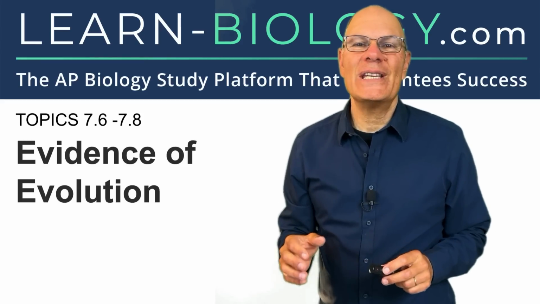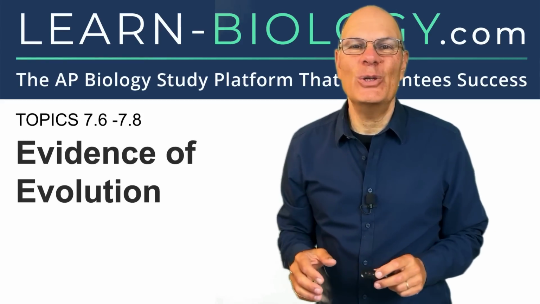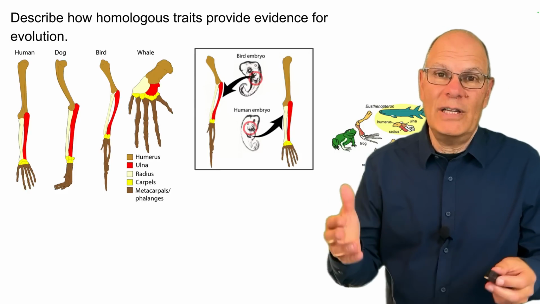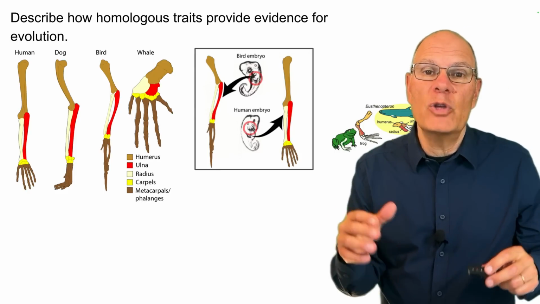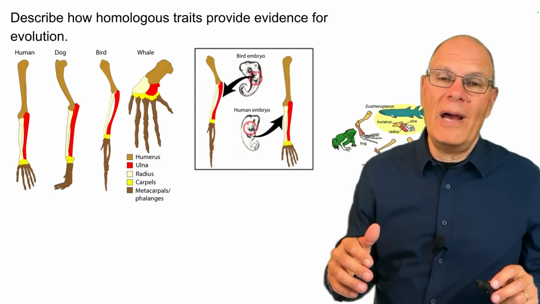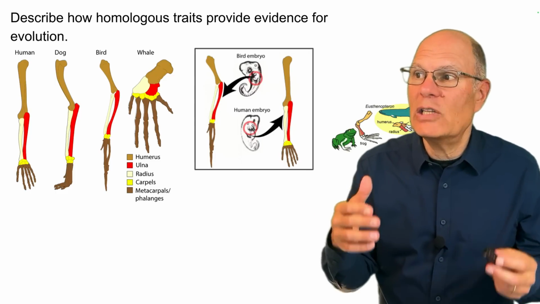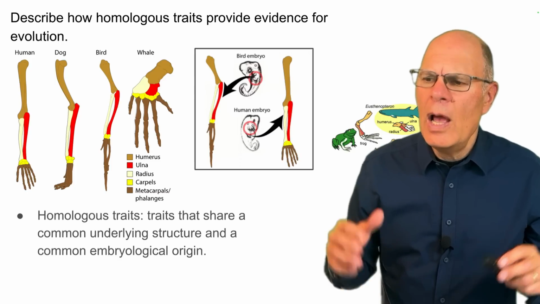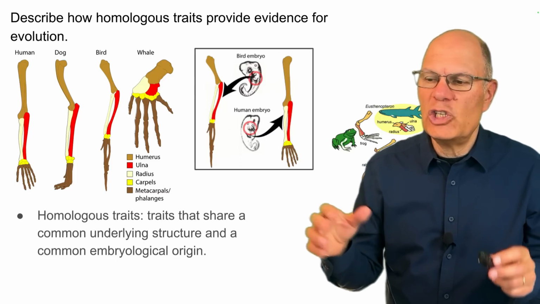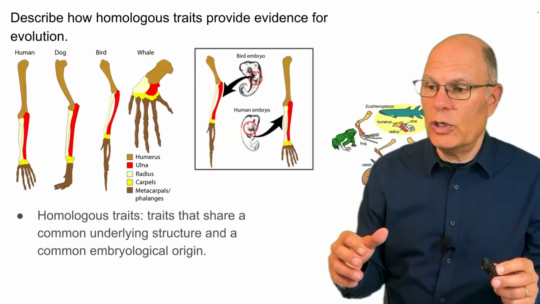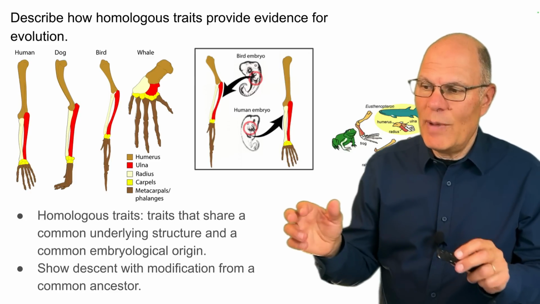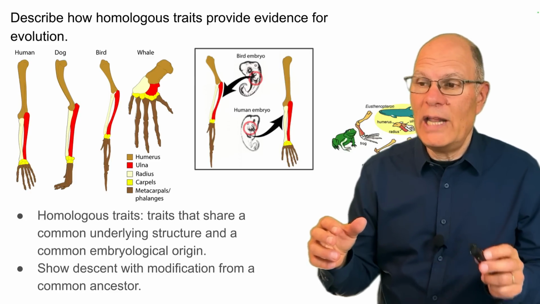Topic 7.6 to 7.8, Evidence of Evolution. There is abundant evidence to support the theory of evolution. For AP Bio, the most important type of evidence to know about is the idea of homologous traits, homologous features. Homologous traits are traits that share a common underlying structure and a common embryological origin. They show descent with modification from a common ancestor.